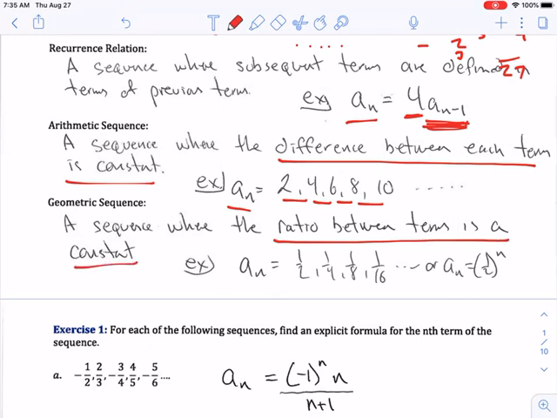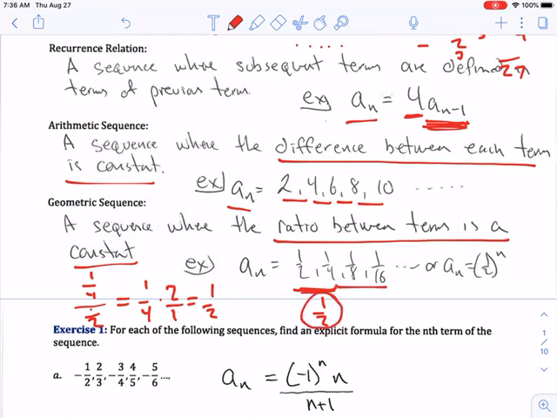The ratio between the terms is a constant. So if we were to take any two successive terms, like here we have 1/2 and 1/4, and divide 1/4 by 1/2, we would have 1/4 divided by 1/2, or times 2 over 1, which would be 1/2. So the ratio between these two terms is 1/2. If you take any two terms, you take 1/8 divided by 1/4, 1/16 divided by 1/8, you're going to get the same ratio of 1 over 2.